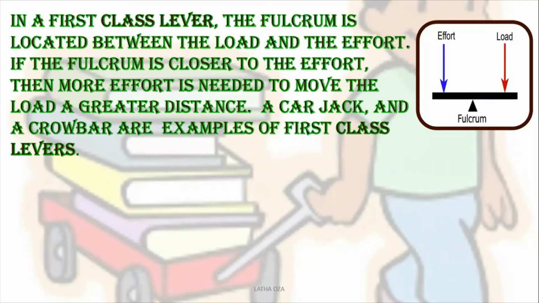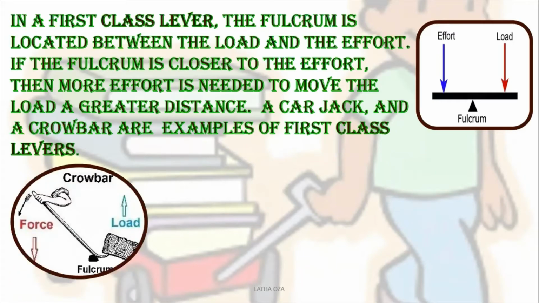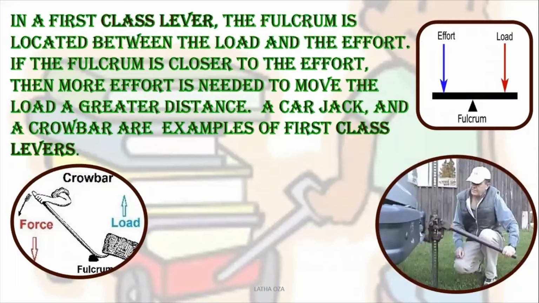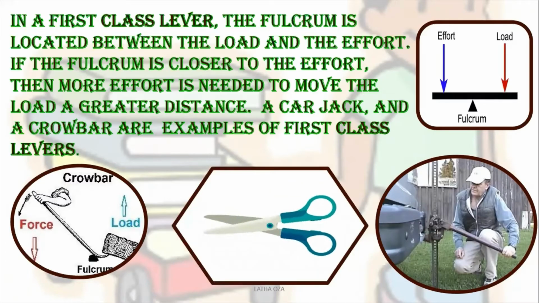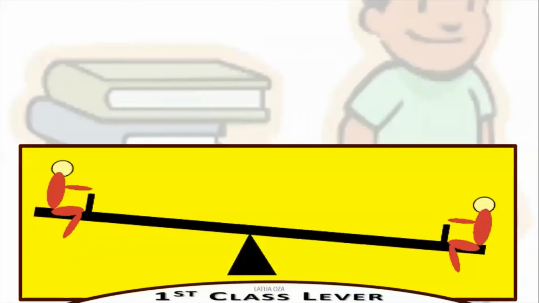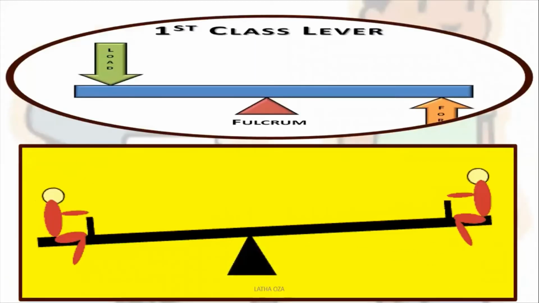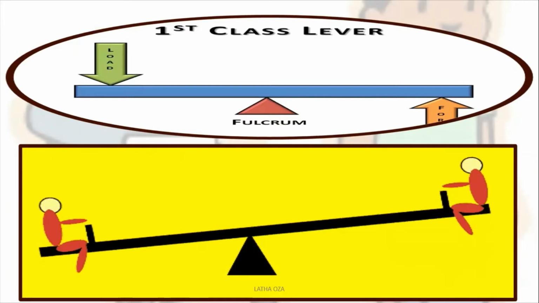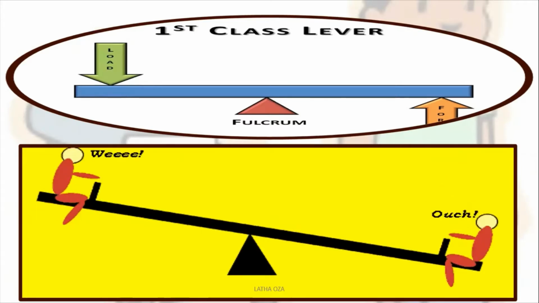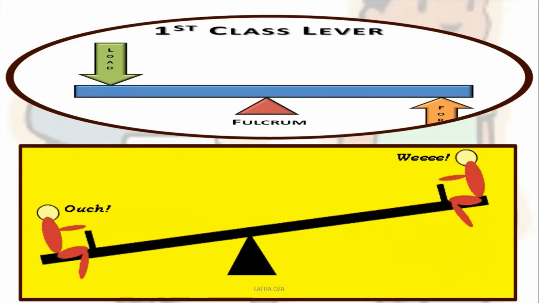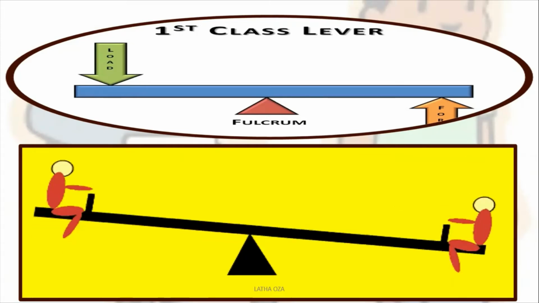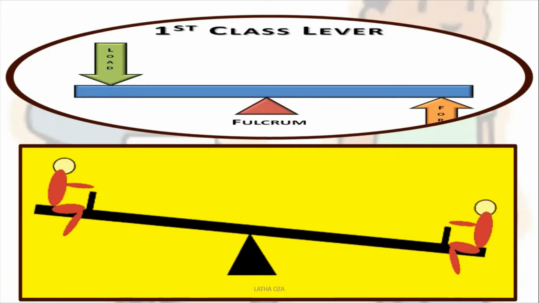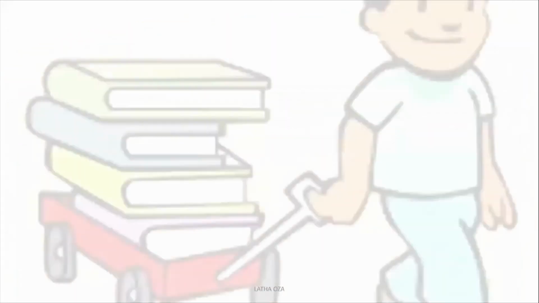In the first class of lever, the fulcrum is located between the load and the effort. If the fulcrum is closer to the effort, then more effort is needed to move the load a greater distance. A car jack and a crowbar are examples. Even a scissor is an example of the first class lever. In the first class lever, the fulcrum is located between the load and the effort, which are on either side, so it is called the first class lever.